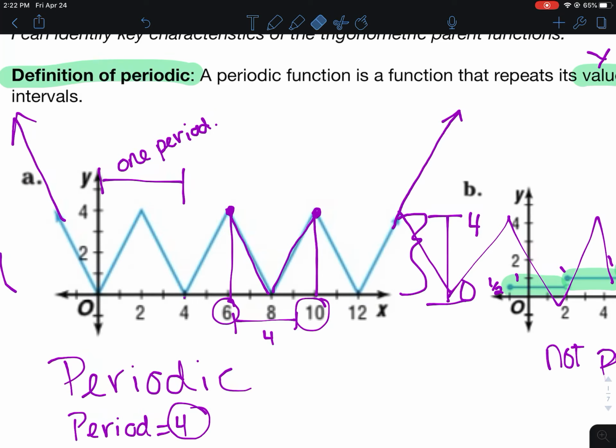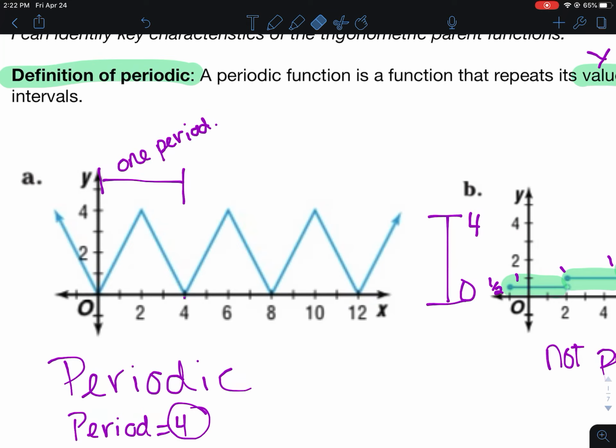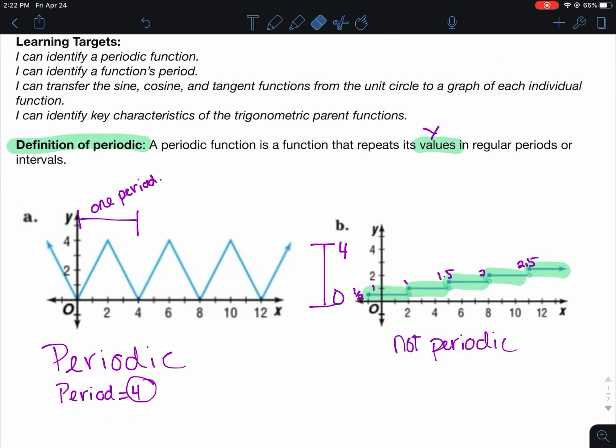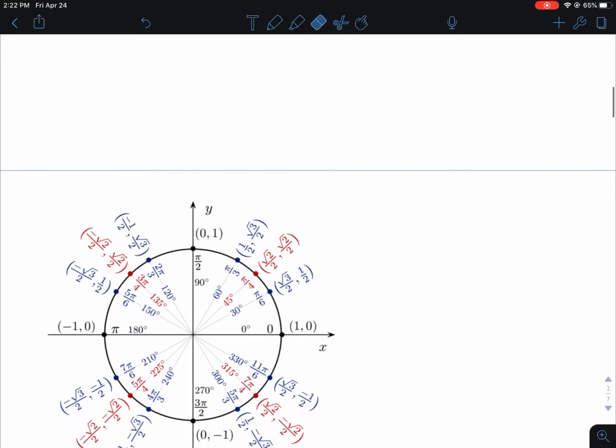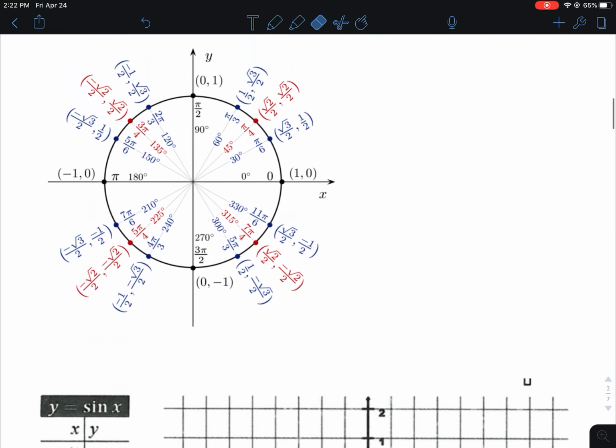So the first piece of your assignment is to look at some graphs and decide, are they periodic? So do the y values, do the function values repeat? And if so, can you find the period? So pause here, maybe try that first part of the assignment, and then grab your note sheet and let's continue on with graphing sine, cosine, and tangent functions.